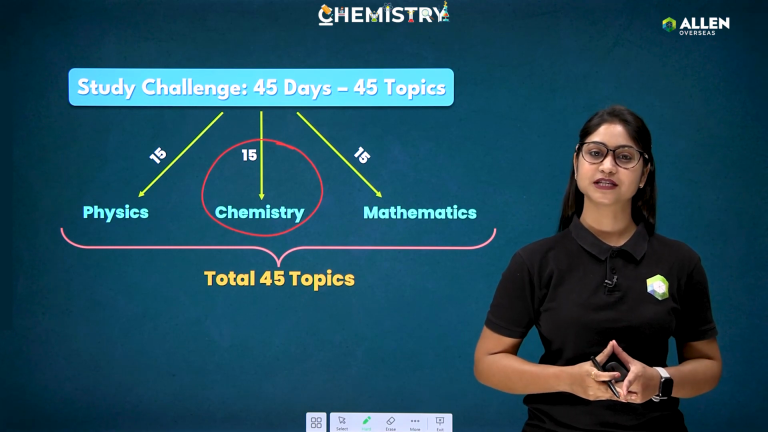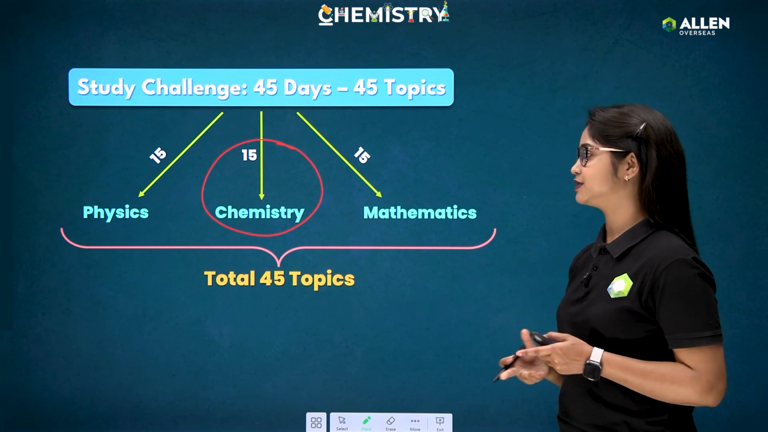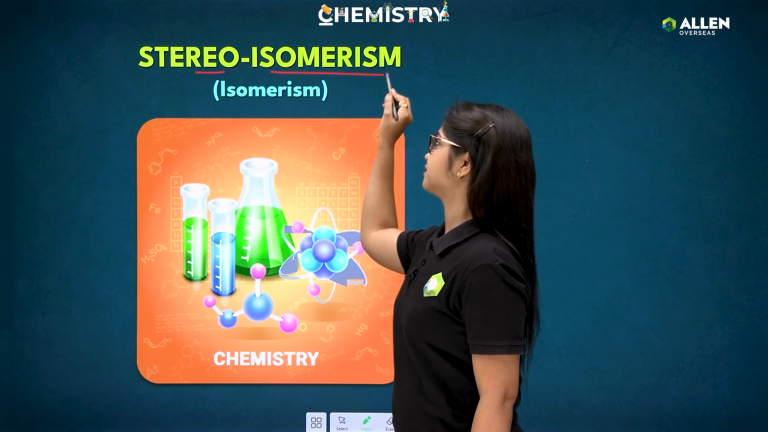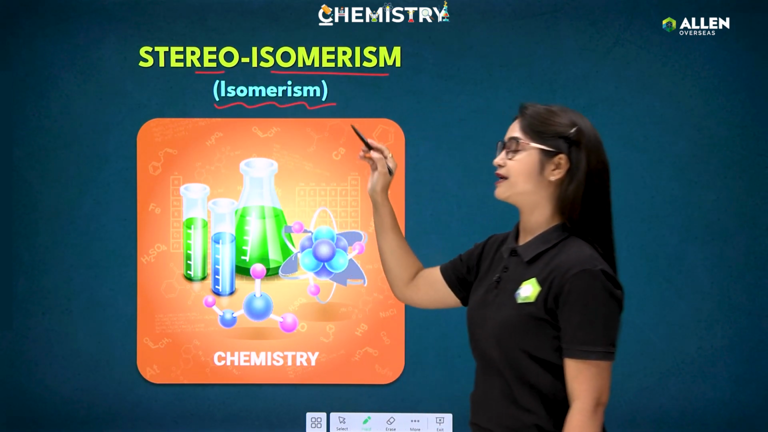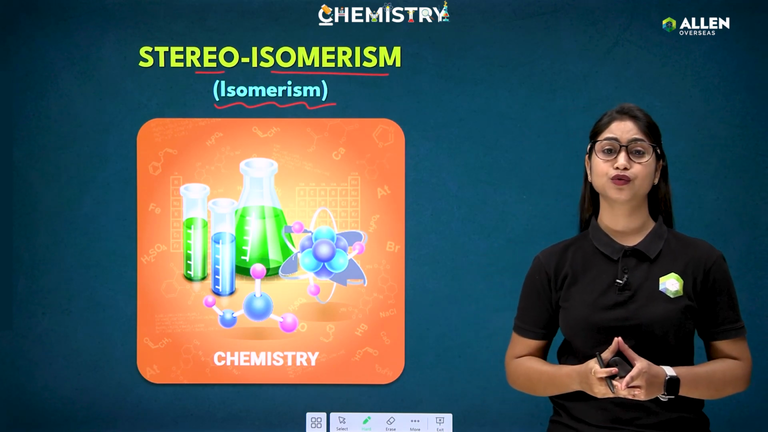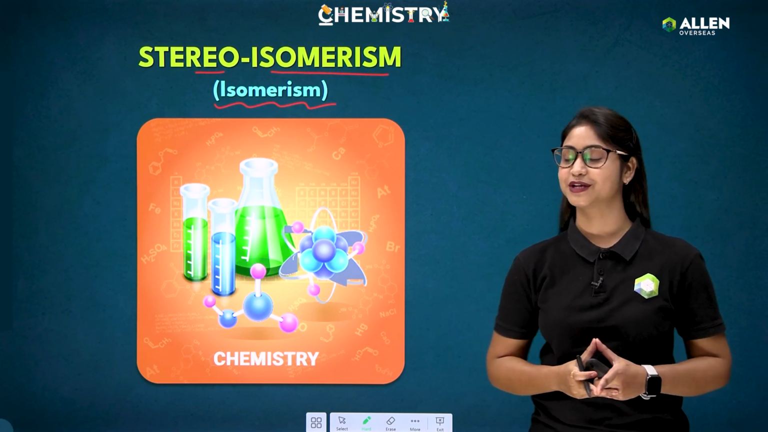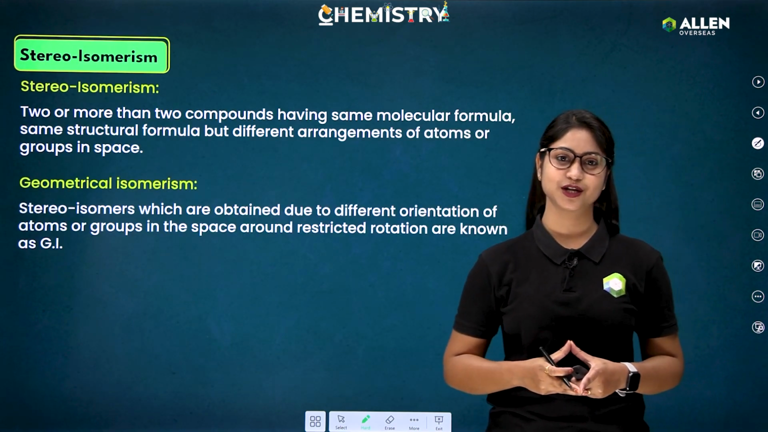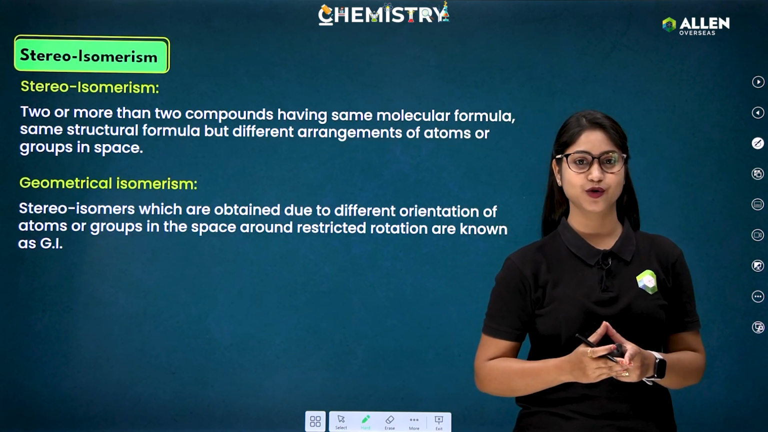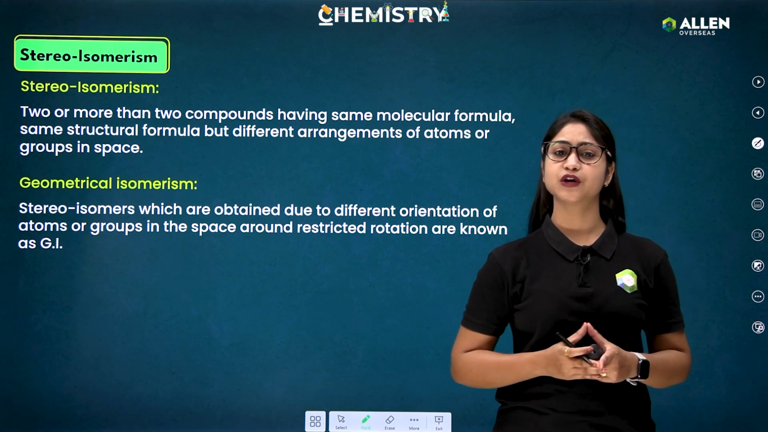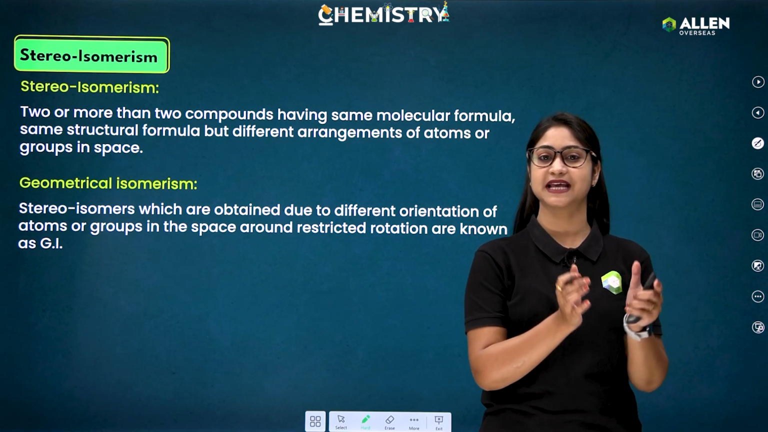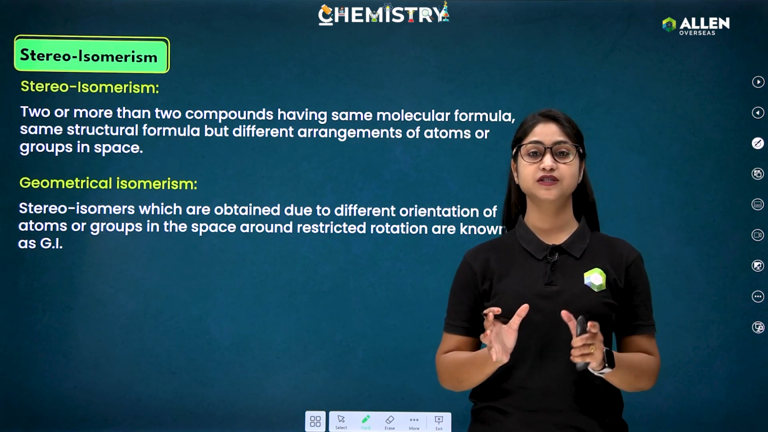So we are going to continue with our next topic from chemistry, and that is very important: stereo-isomerism, which is taken from the chapter isomerism. As you know, this is a very important topic from chemistry. So now let's see. First of all, we will see what is stereo-isomerism, what are stereoisomers. As we all know, isomers are those compounds which have the same molecular formula but different structure.